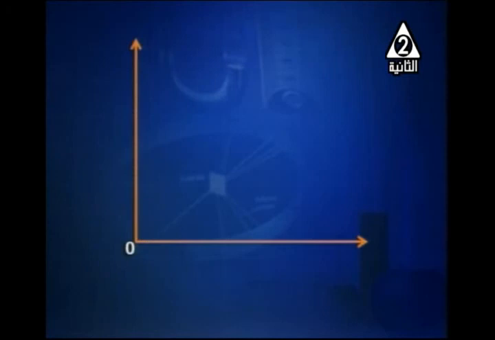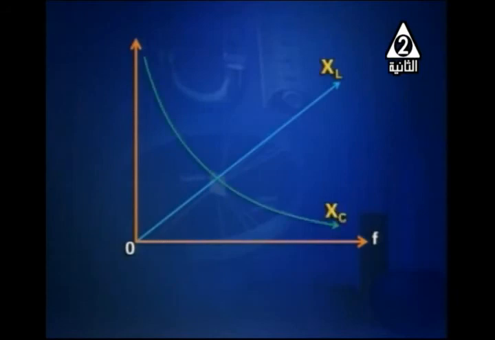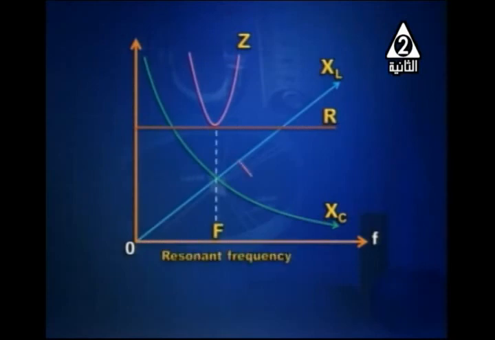If we plot the relation between opposition and frequency for each item, we'll obtain a straight line for inductive reactance, a curve for XC, capacitive reactance, and a horizontal line for the resistance. And to combine all of this, it is shown in front of you: the relation between impedance and frequency. And we've got something very important: the resonant frequency at which XL is equal to XC.